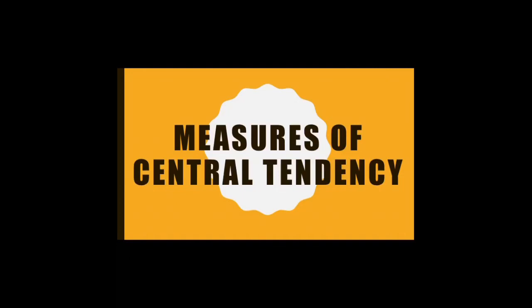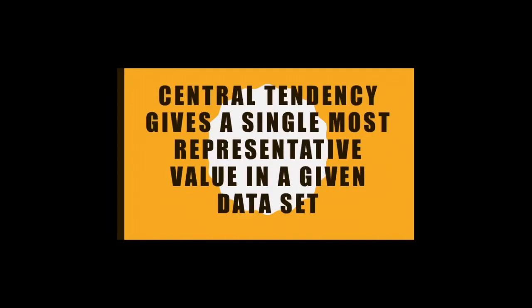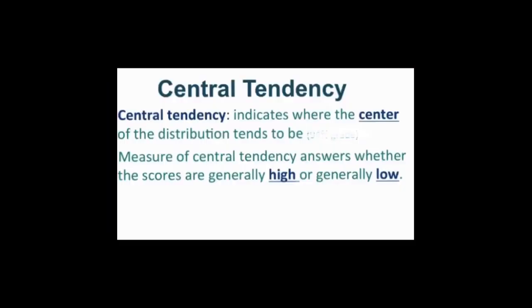To start the chapter Measures of Central Tendency. Central tendency gives a single most representative value in a given data set. If there is a data given to us and we want to know in that series or data which value is the most representative or which value can represent the entire series, then that value shows the central tendency of the series. Central tendency indicates where the center of the distribution tends to be.